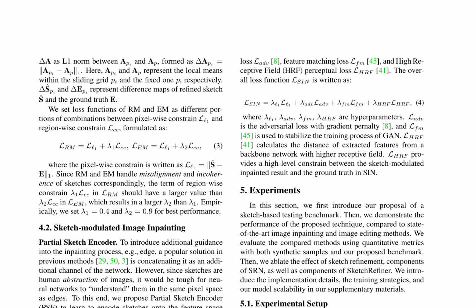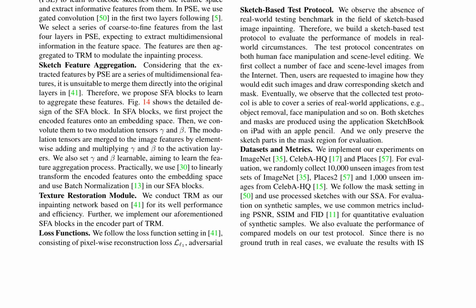Sketch feature aggregation, SFA, blocks are introduced to learn to aggregate the extracted features from the PSE. The SFA blocks project the encoded features onto an embedding space, convolute them to two modulation tensors gamma and beta, and merge them to the image features by elementwise adding and multiplying gamma and beta to the activation layers. The authors employ the TRM as the inpainting network and implement the SFA blocks in the encoder part of TRM.